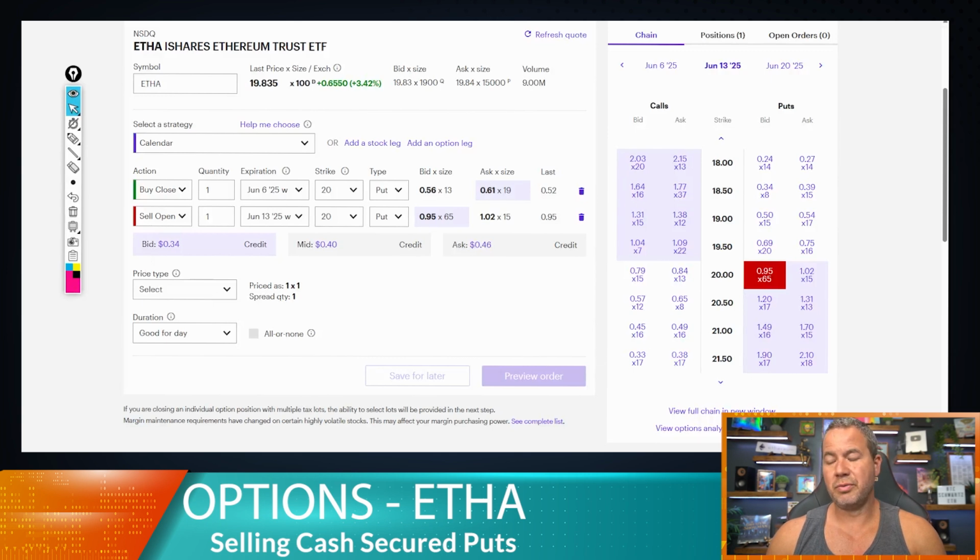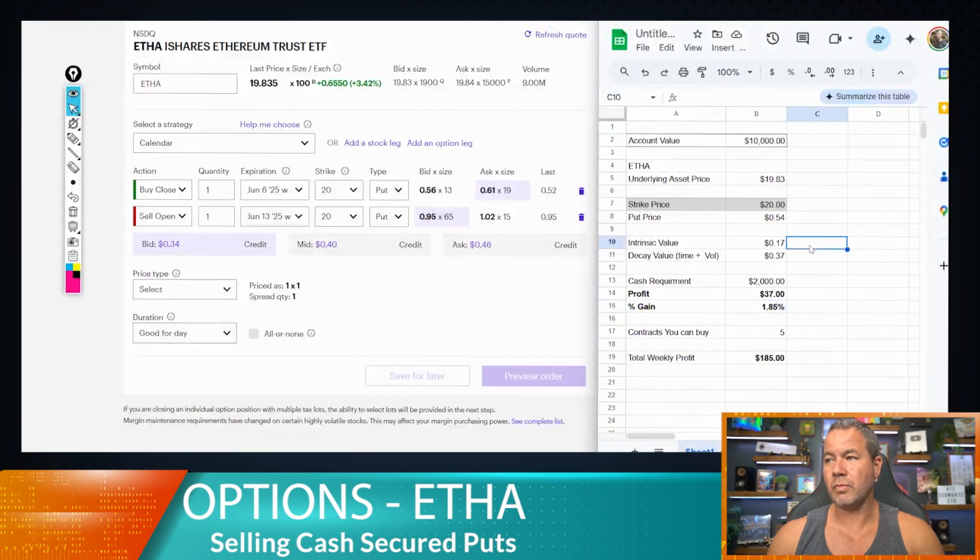So let me pull up our math spreadsheet here. What that basically does is the underlying asset price is the same, as we can see right here. Our strike price is the same as well. But the put price, instead of 54 cents like it was, even though it changed because things have updated and the stock hasn't gone down, which is really weird, it went up just a little bit, is actually going to be 95 cents.